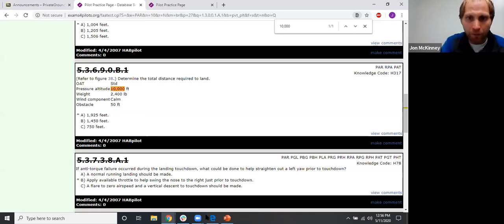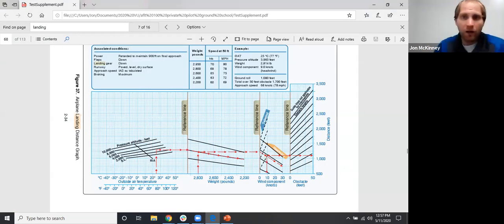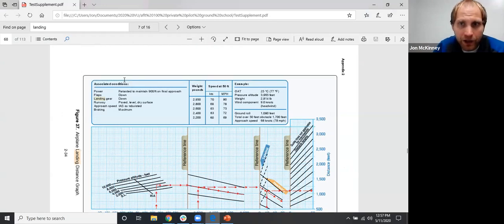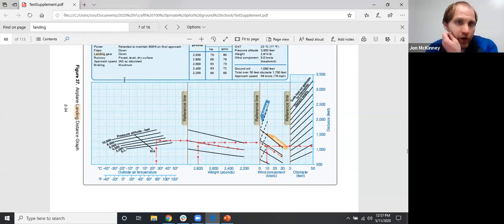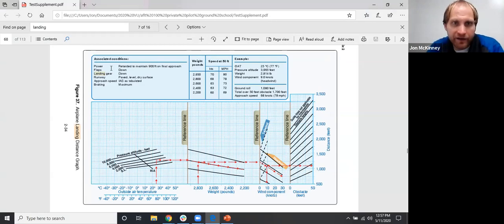And we're going to open up the figure that's giving you problems, which is this one right here. The best advice that I can give you all is to be sure to read the figure and any notes. It's saying associated conditions: it involves this power setting, this flap setting, this landing gear setting, a paved dry runway, approach speed, indicated airspeed is tabulated, brakes maximum. Here are the weights. We said we're going to be 2,400 pounds. So at 50 feet AGL, we should be about 63 knots, call that 72 miles per hour.